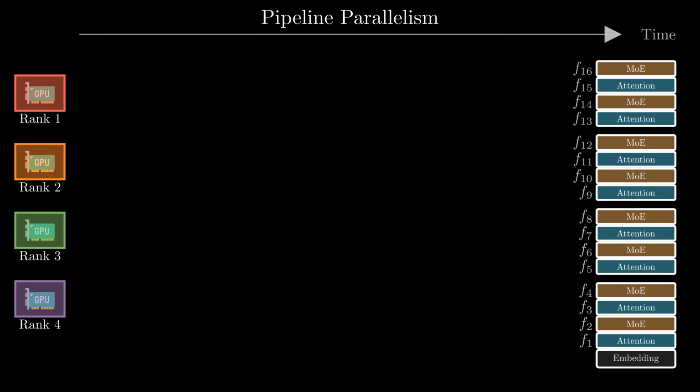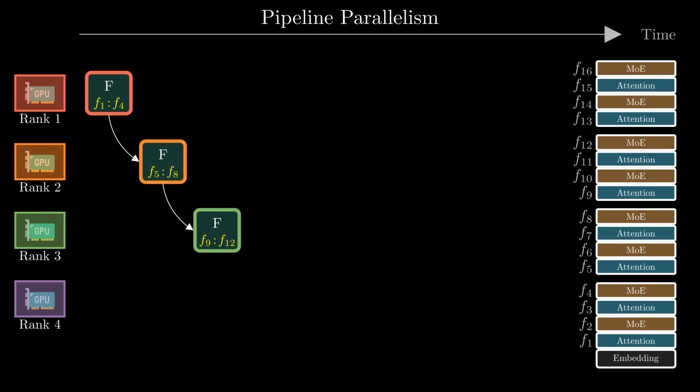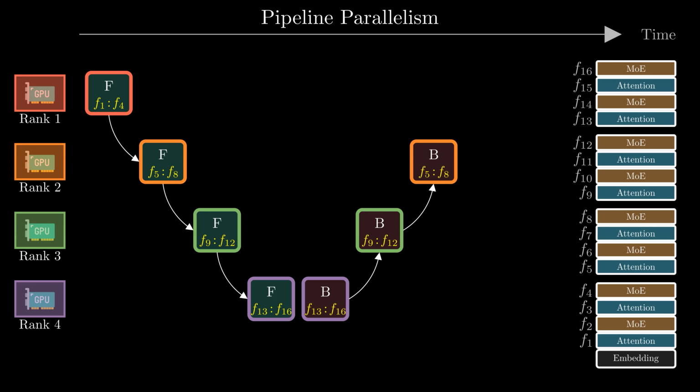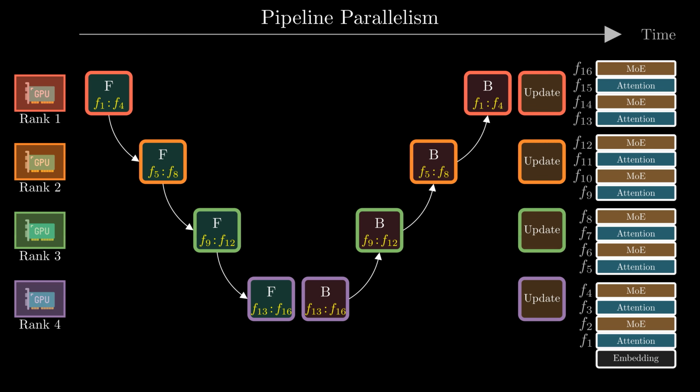Now let's trace through a single training step. GPU 1 runs the forward pass and sends its output to GPU 2. GPU 2 waits, receives, computes, and sends to GPU 3. GPU 3 waits, receives, computes, and sends to GPU 4. GPU 4 finishes the forward pass and starts the backward pass. The backward pass flows in reverse. GPU 4 to GPU 3, then to GPU 2, and finally to GPU 1. After a forward and backward pass, we can update the model parameters.